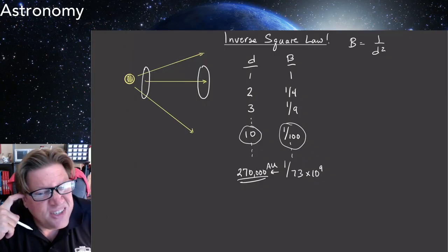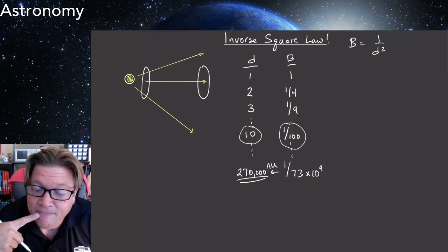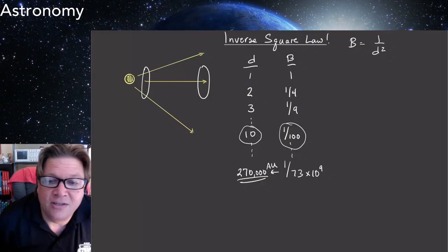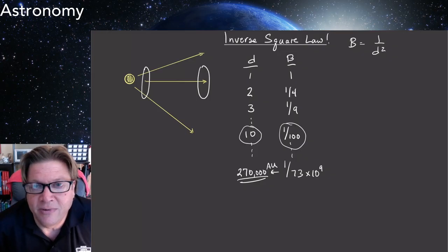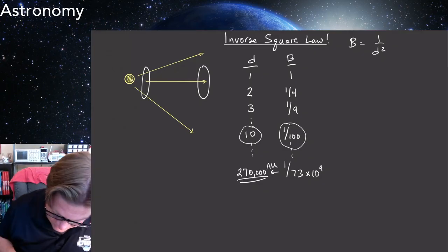So that's how far away it is, 270,000 AU. That's a lot. And that's one of the closest stars to the sun. It's 270,000 times as far away as the sun. That's really, really far. We'll talk about that more next week. Anyway, that's the inverse square law.